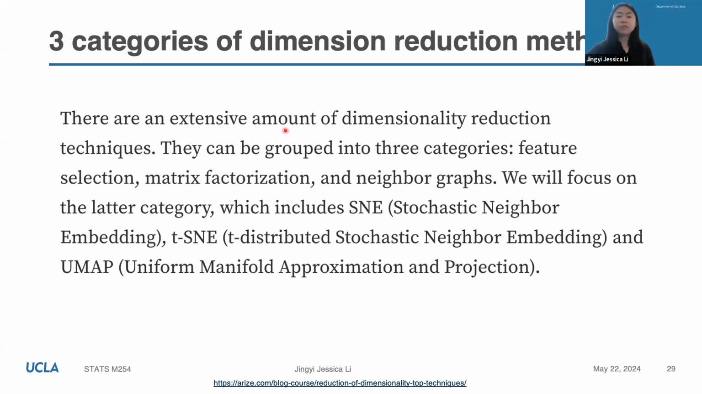There are an extensive amount of dimension reduction techniques. They can be grouped into 3 categories: feature selection, matrix factorization, and neighbor graphs. So the linear dimension reduction methods we covered previously belong to matrix factorization, right? Including PCA, GLM-PCA, NMF, PNMF. But what we introduced as the geodesic distance, Isomap, is a neighbor graph. You start with a neighbor graph. We'll focus on the latter category, neighbor graph, which includes SNE, t-SNE, UMAP.